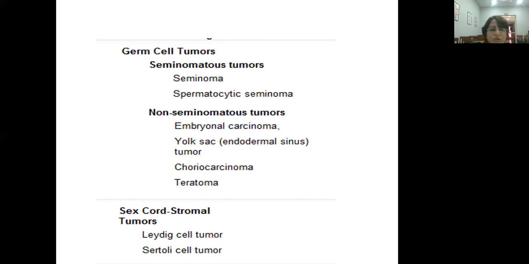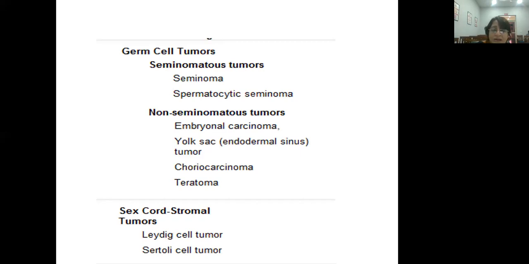अब सेमिनोमेटस ट्यूमर्स में आ जाता है सेमिनोमा एंड स्पर्मेटोसिटिक सेमिनोमा. न्यू टर्मिनोलॉजी में द वर्ड स्पर्मेटोसिटिक सेमिनोमा हैज बीन रिप्लेस्ड बाय स्पर्मेटोसिटिक ट्यूमर. सो जर्म सेल में आ जाते हैं हमारे सेमिनोमेटस ट्यूमर्स, ऑफ विच द बेस्ट एग्जाम्पल इज द सेमिनोमा एंड द मोस्ट इम्पॉर्टेंट इज द सेमिनोमा. एंड इन दिस सेम कैटेगरी वी हैव द नॉन सेमिनोमेटस जर्म सेल ट्यूमर्स. नॉन सेमिनोमेटस जर्म सेल ट्यूमर्स एम्ब्रियोनल कार्सिनोमा, योक सैक ट्यूमर, कोरियोकार्सिनोमा एंड टेराटोमा.